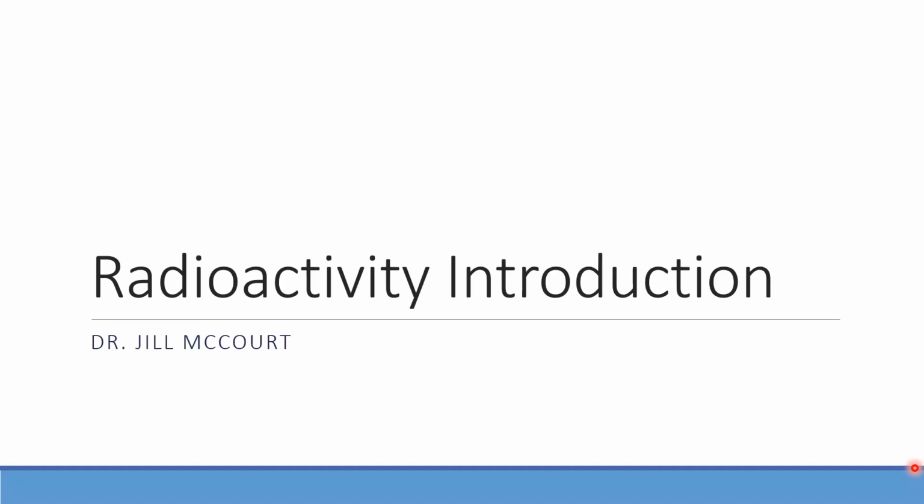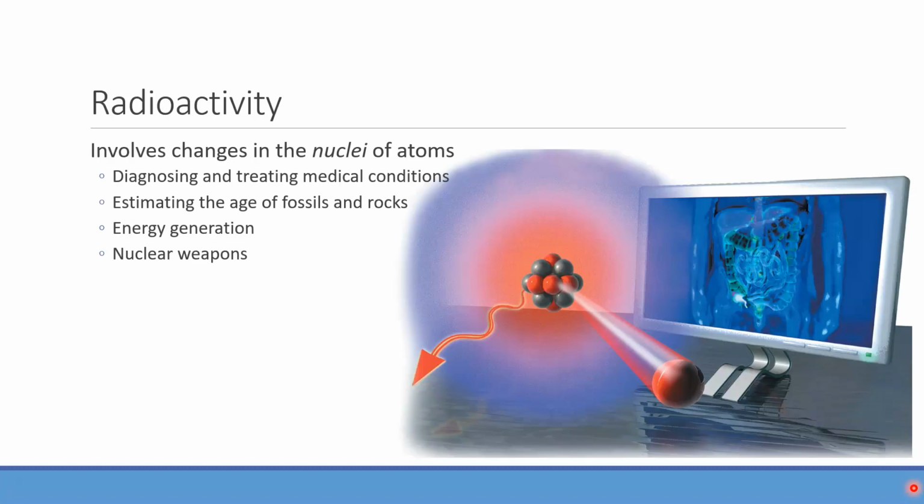In this lecture, I'm going to introduce the topic of radioactivity and nuclear chemistry. So radioactivity involves changes in the nuclei of atoms. Up to this point in this course, we've really talked about changes in the electronic structure of atoms, so we would talk about bonds forming by the sharing of electrons, or ions forming by getting rid of or obtaining a new electron. But now we're going to focus on the nucleus, the protons and neutrons that make up the center of the atom.